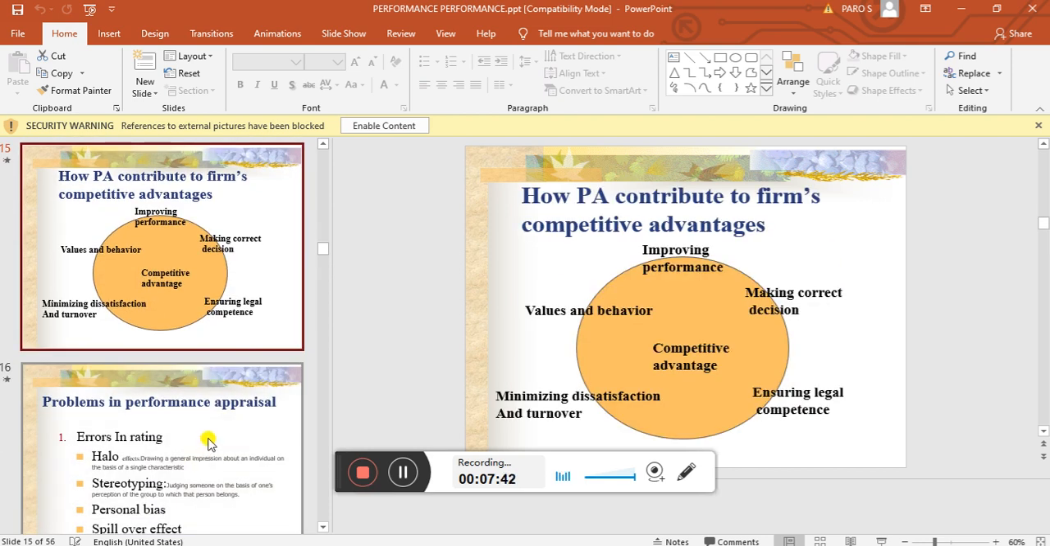Now, further, in the next slide, we will discuss how performance appraisal contributes to firms' competitive advantage, and problems in performance appraisal. So, we'll meet you in the next class. Thank you.